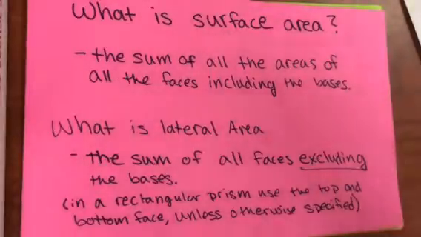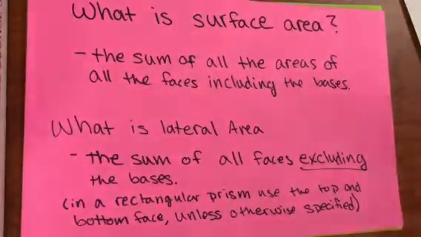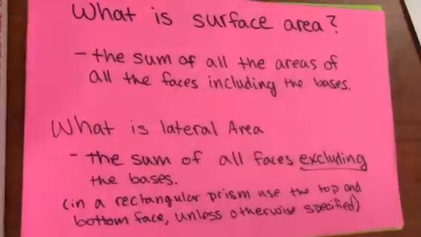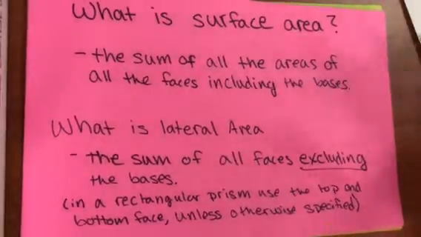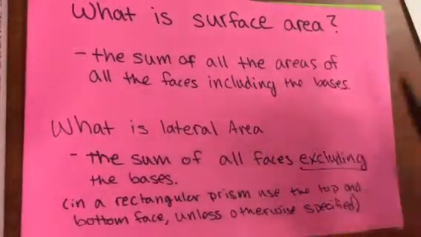In a prism, you're going to have two bases that are identical. So if it's a triangular prism, your base is a triangle. If it's a rectangular prism, your base is going to be a rectangle. Their names kind of give them away. So your bases are the normal shape, and then the faces is everything else. So surface area is adding everything.